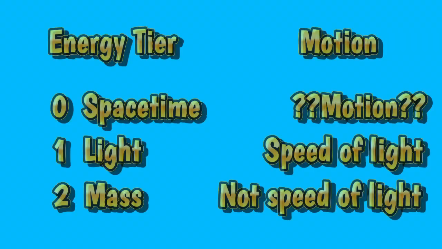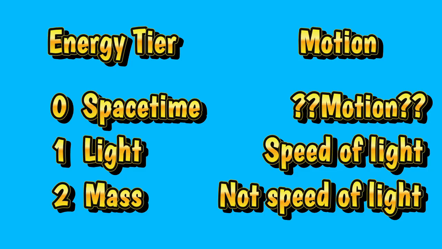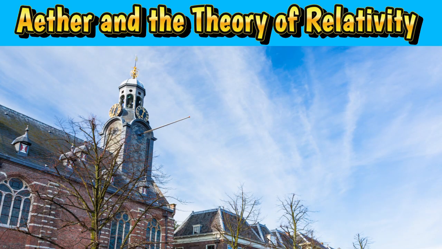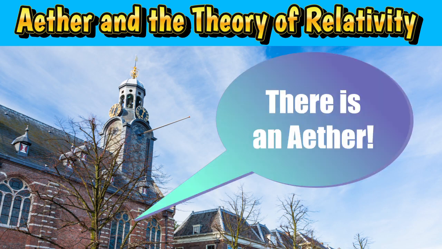Now, before we start constructing second energy tier particles, which are the particles that don't move at the speed of light, let's look at the concept of motion with regards to the three energy tiers of hierarchy of energy theory. Starting with spacetime, the motion of spacetime is not something that's intuitive. In an address given by Einstein on May 5, 1920 at the University of Leiden entitled Ether and the Theory of Relativity, Einstein stated, "There is an ether. According to general theory of relativity, space without ether is unthinkable." He goes on to say that the idea of motion may not be applied to it.